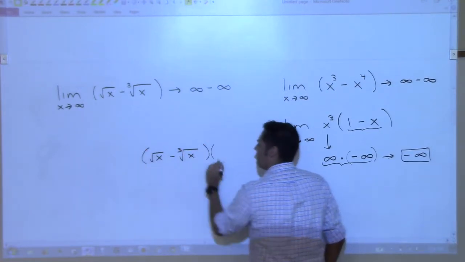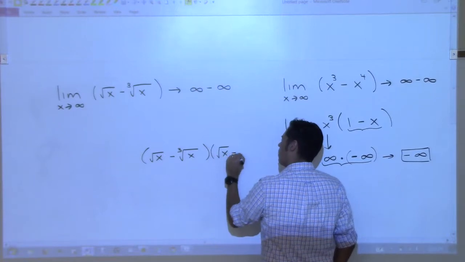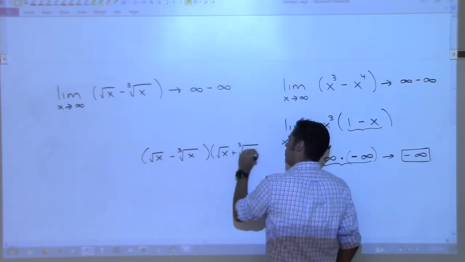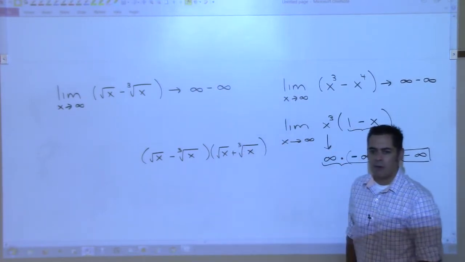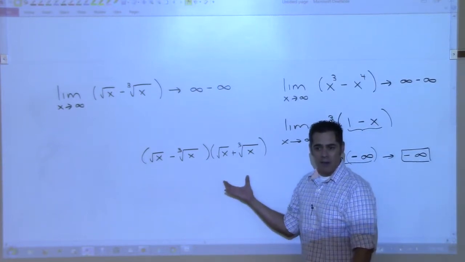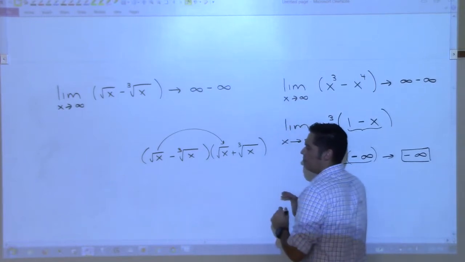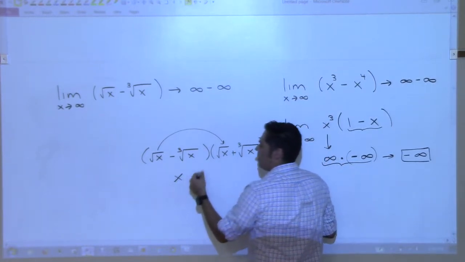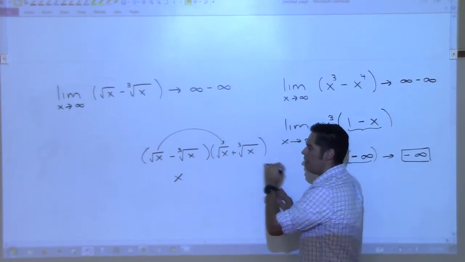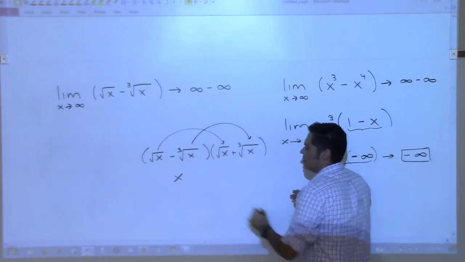If I multiply that by its conjugate, that's what the conjugate would be, right? And then I have to do it on the bottom also, right? But let's just see what happens here. This and this become x. That's great. And then the middle term should cancel. Now, what about the last terms here?